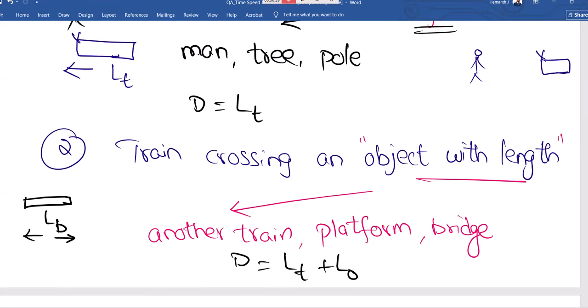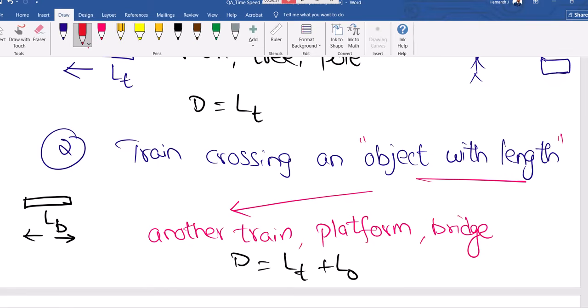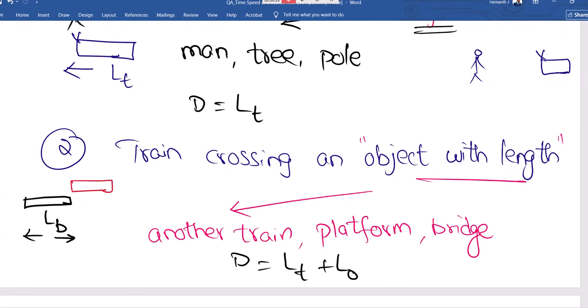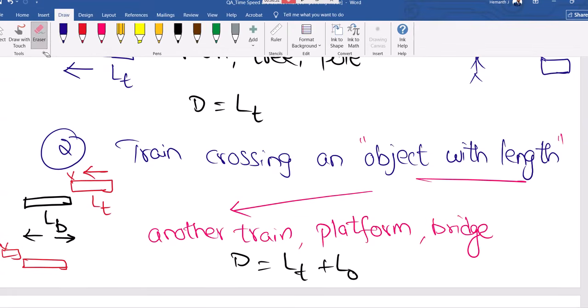Now, train crossing the bridge means we'll consider the train is here. Now it should cross the bridge. What outcome are we expecting? The bridge will be here, the train should leave this, and this should be the situation. Now the train is here, now the train should cross and move out of that.